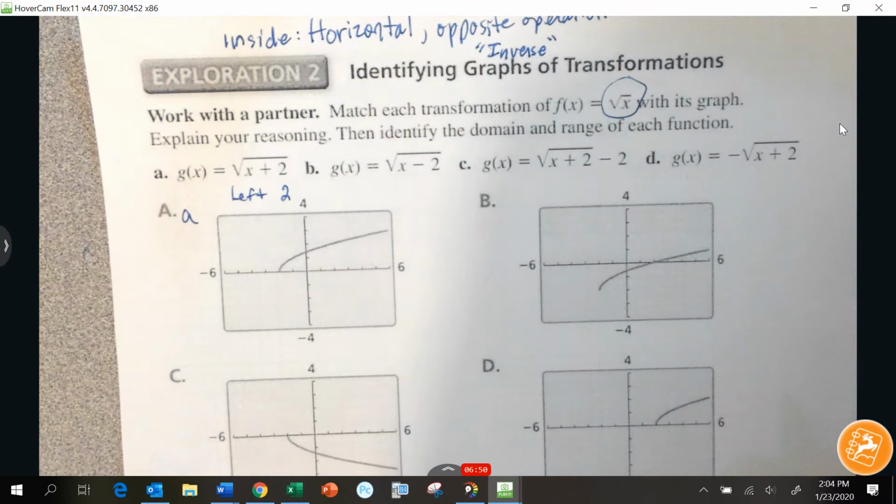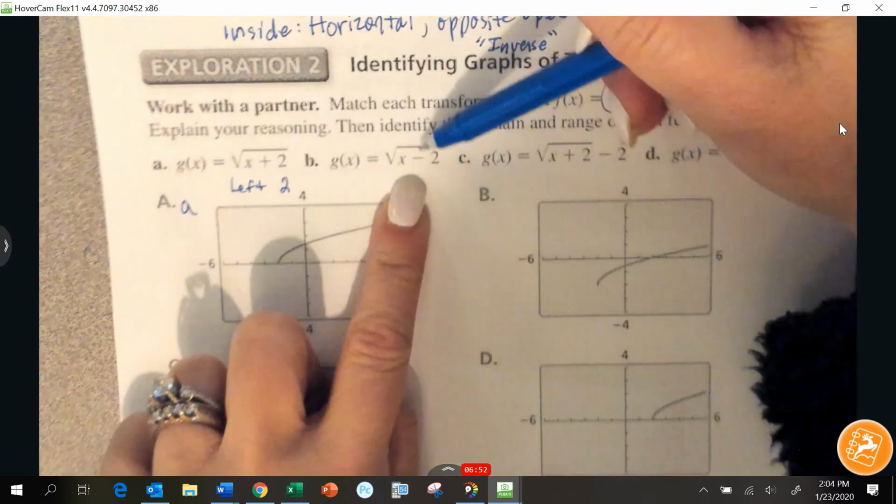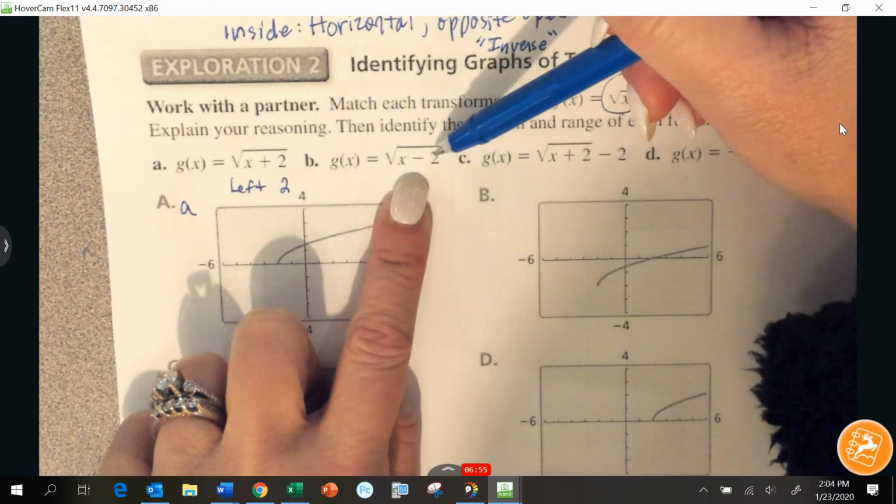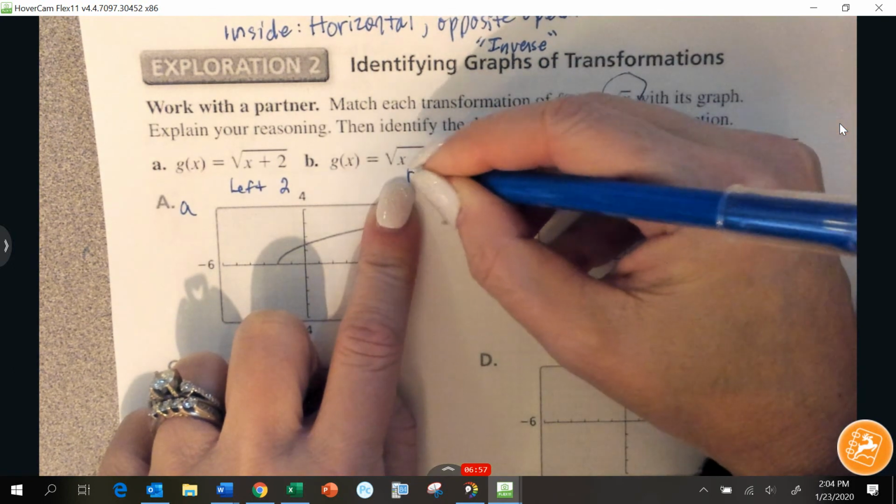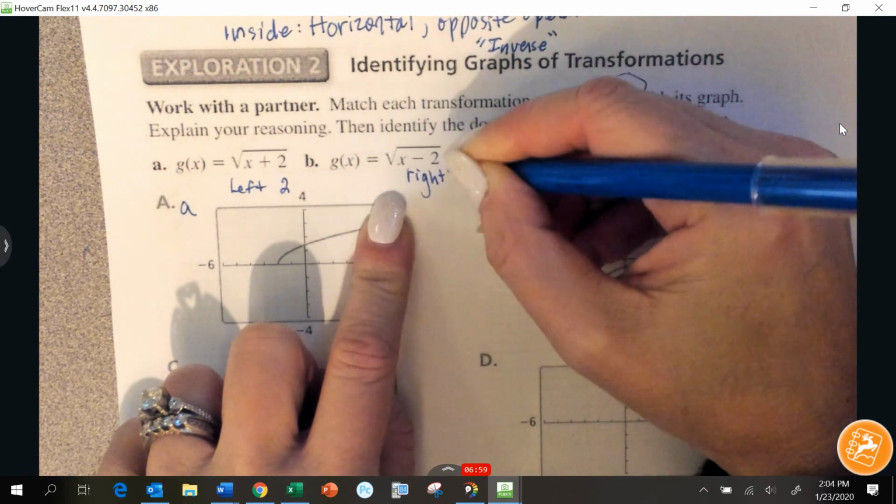All right, look at little b. This one says x minus 2, so what does that mean is happening? Going to the right 2.